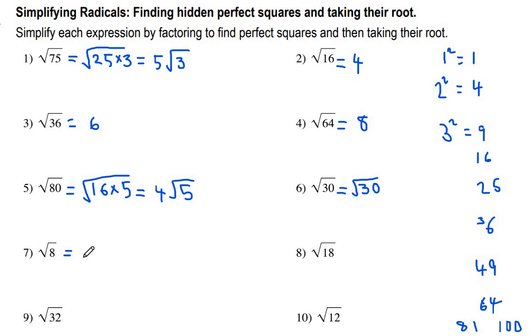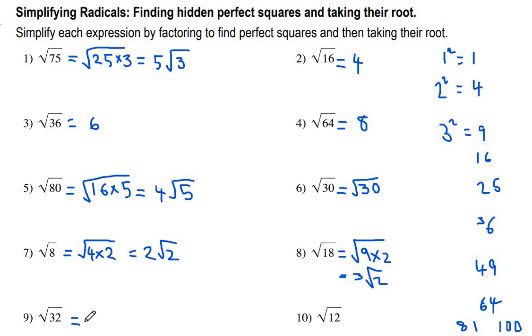However, 8 can be factorized as 4 times 2. So the square root of 8 is 2 root 2. 18, well, that can be 9 times 2. And so this can be simplified to 3 radical 2.